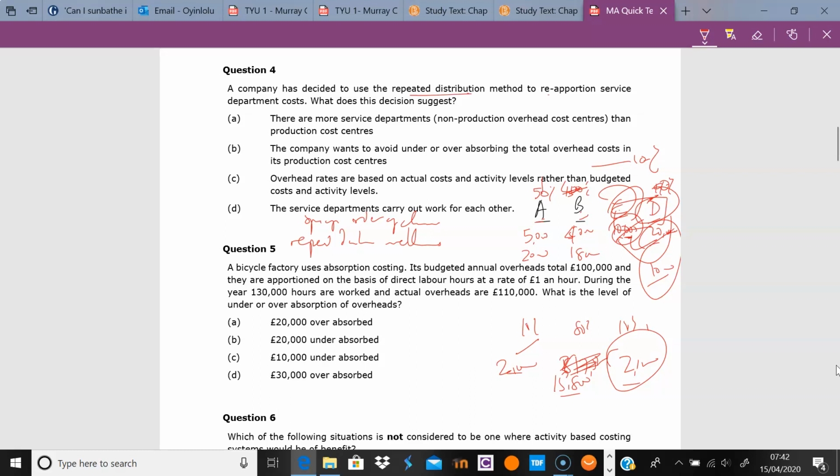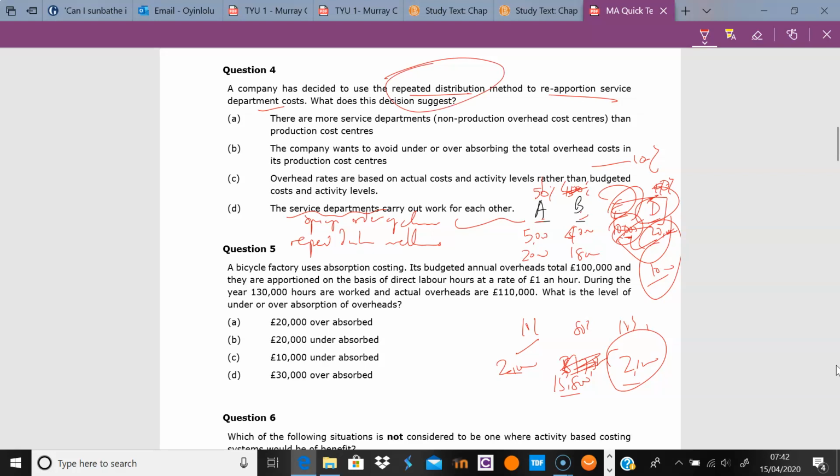So let's look through. Really, the answer here is that when we have decided to use repeated distribution to reapportion service department costs, it is because you have service departments that are carrying out work for each other. Really, that's the case. All these others are not true. These are just different scenarios for different things that mean nothing in relation to this issue of the methods of repeated distribution. And there was the algebraic method as well.